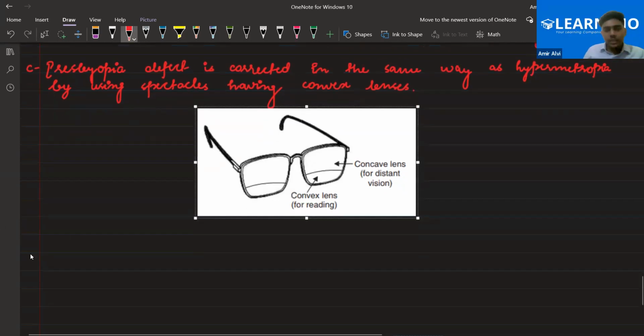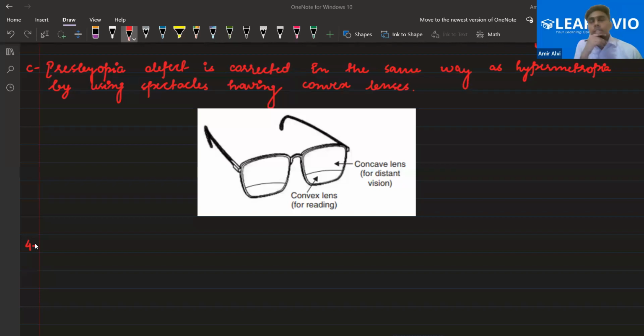Okay. The last condition is cataract. This is a medical condition in which there is no treatment except surgery. Right now, laser surgery is very famous for cataract. Basically, cataract is where the cornea becomes milky, blurry, and a white color effect is formed in the cornea.